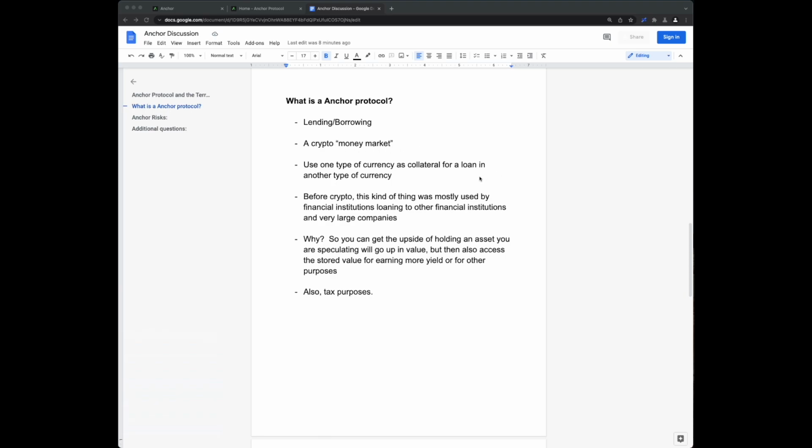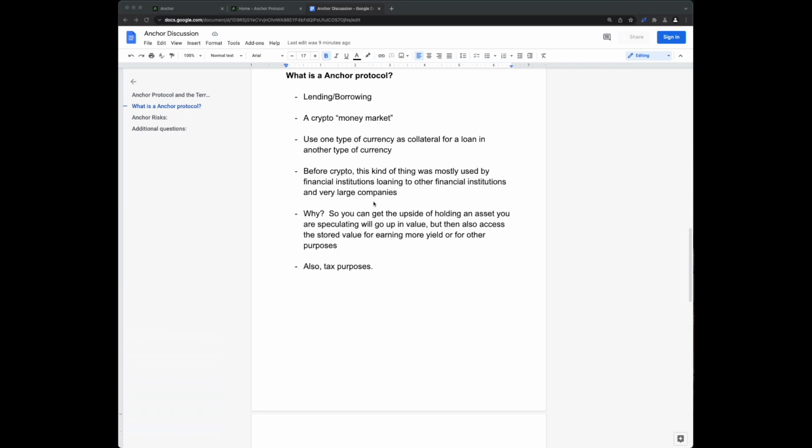But in general, in the crypto space, a crypto money market is a place where you can use one type of cryptocurrency as collateral for a loan in another type of currency. So in the case of Anchor, it's really focused heavily on the two native coins of the Terra ecosystem. So you can put up Luna and borrow UST against it. And that way you don't have to sell your Luna.